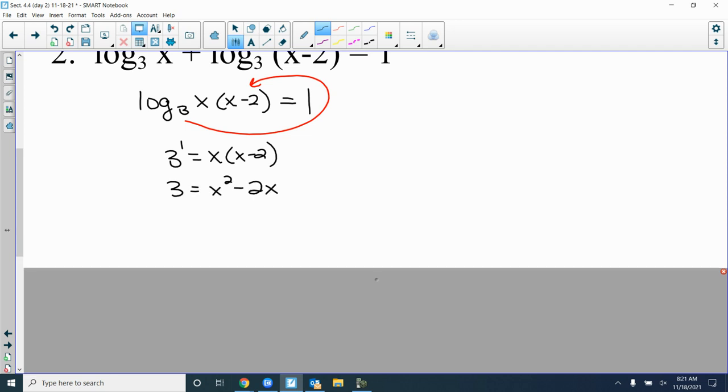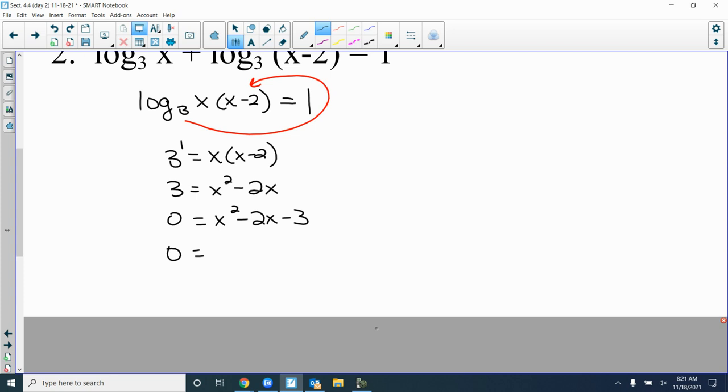All right, now don't forget, you've got a quadratic. You want to set a quadratic equal to 0. So you get X squared minus 2X minus 3. Go ahead and factor. I factor this into X minus 3 times X plus 1. So I get X equals 3, and I get X equals negative 1.